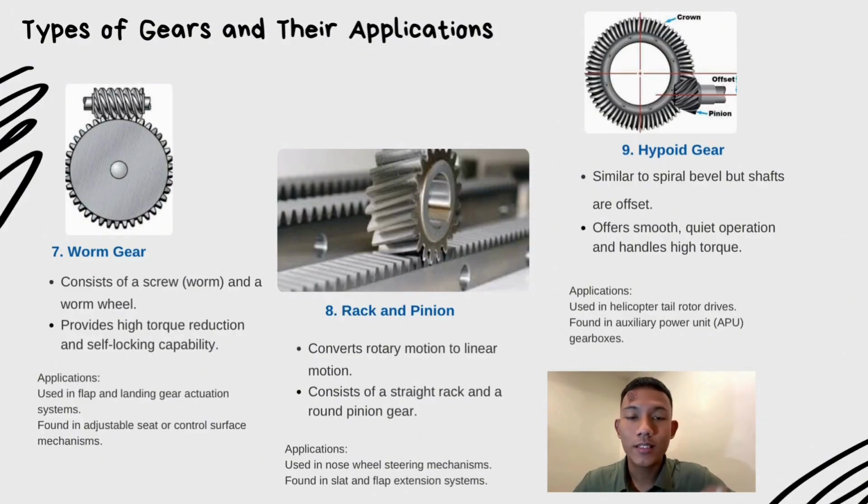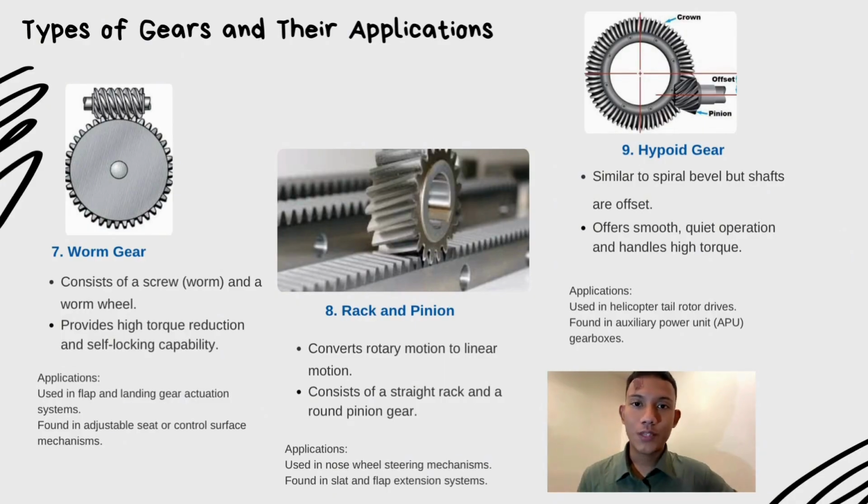So the next one is rack and pinion. Rack and pinion is a gear system that converts rotary motion into linear motion. The pinion gear rotates and moves the rack in a straight line. In aviation, this system is used in nose wheel steering mechanism and flap extension system because it allows precise linear movement, which is essential for accurate control of aircraft surface during landing and takeoff.